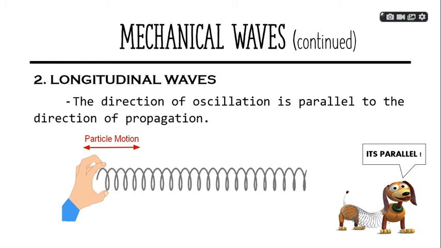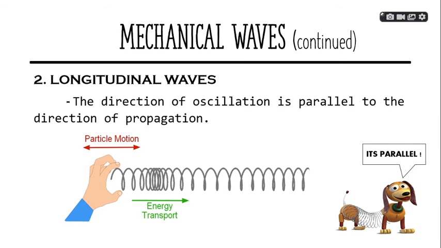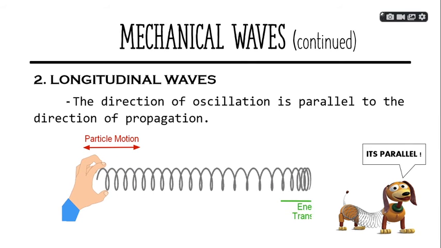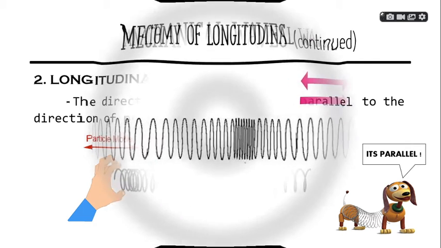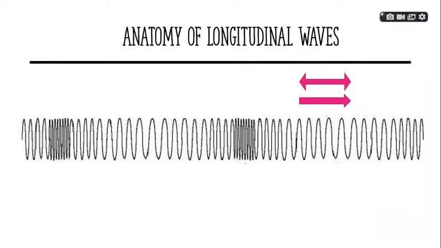Again, it's parallel, both the direction of the oscillating particle and the direction or velocity of the wave. The bidirectional arrow is the movement of particles, the back and forth motion. The arrow going right is the direction of the wave. Both lie on the same orientation.